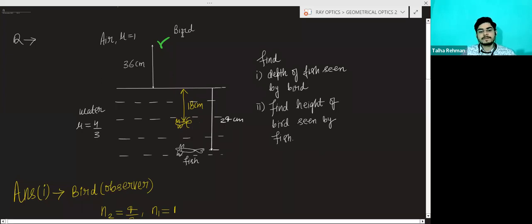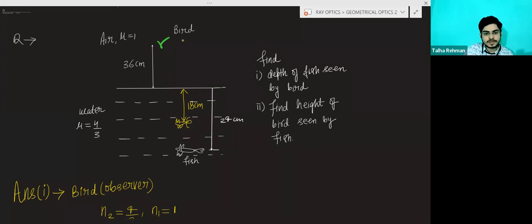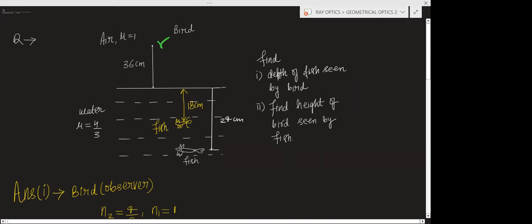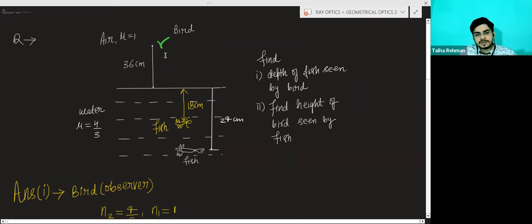According to this, this will be the apparent position of the fish. So the fish is appearing here, but in actual the fish is here. So for this bird, what is the depth seen by the bird? This bird is here and the fish is here. So what is the depth seen by the bird?